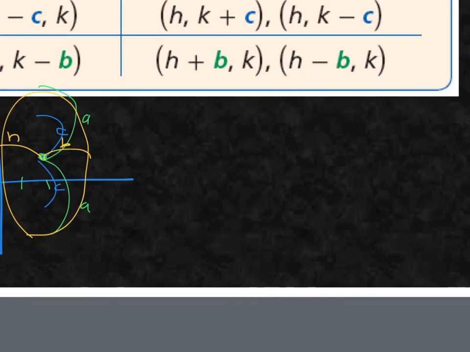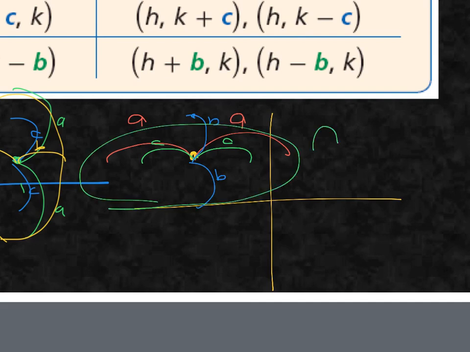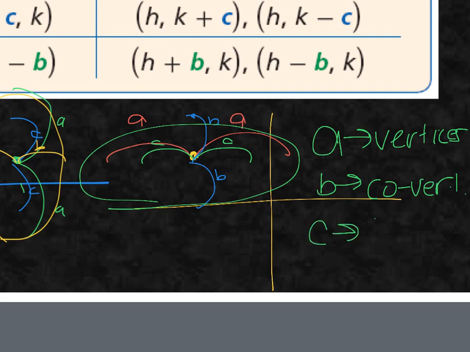If it's horizontal, so let's just say it's horizontal and my center is somewhere over here, then I know I'm going right a and left a to get my vertices. I'm going right c and left c to get my foci, and I'm going up b and down b to get my co-vertices. So a, vertices; b, co-vertices; c, foci. Distance between center to them. And I'm either going right and left if it's horizontal for the vertices and for the foci, or I'm going up and down if it's vertical.